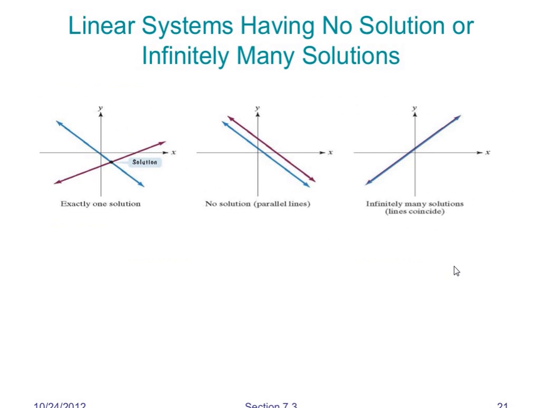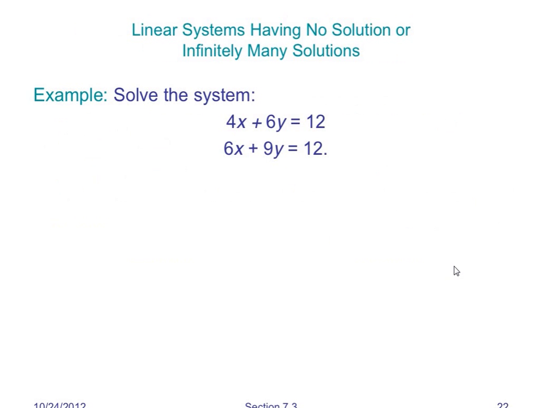Here I have a system, which isn't showing up yet. Hold on. There it is. 4x plus 6y equals 12, 6x plus 9y equals 12. And I want to solve it. Since both equations are in standard form, I am going to use the linear combination method, or the elimination method, or the addition method, depending on what you want to call it.